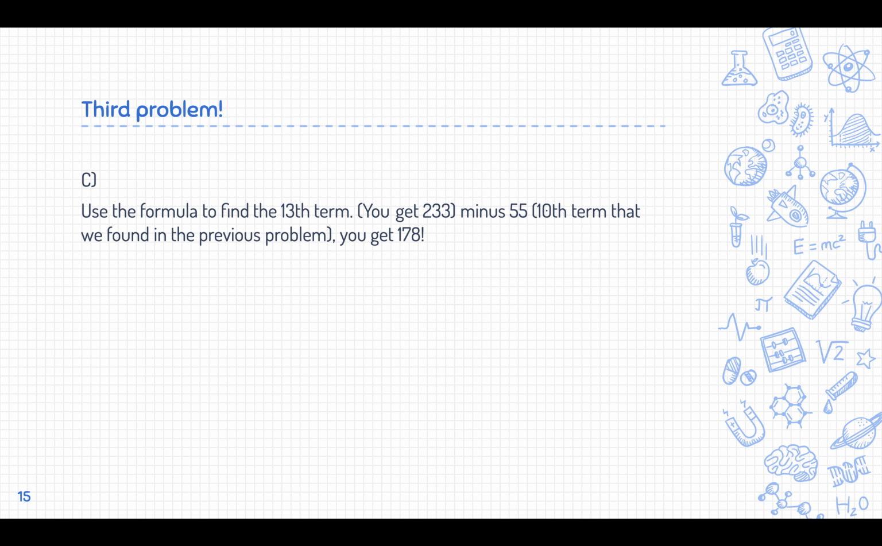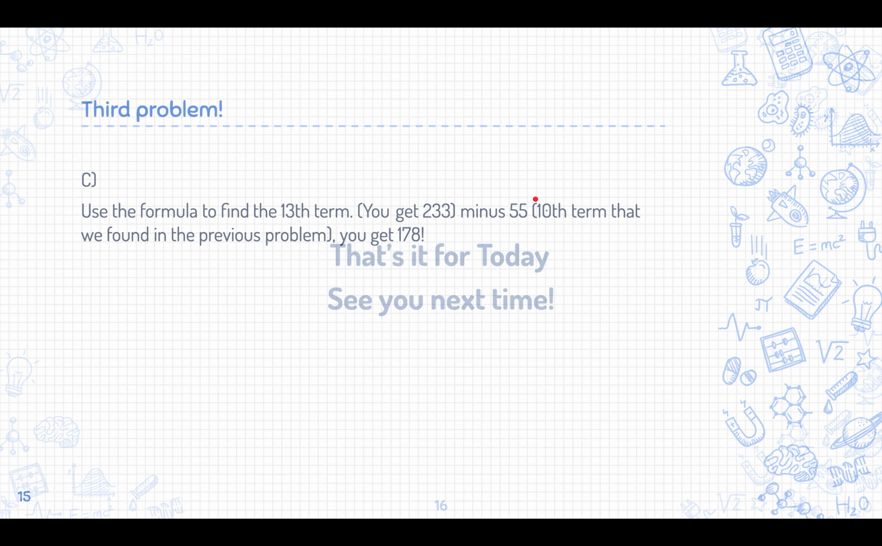And to use the formula to find the 13th term, you get 233, then you subtract 55, which is the 10th term that we found in the previous problem, and you get 178. So the 13th term, which is 233, minus 55, the 10th term, is 178.